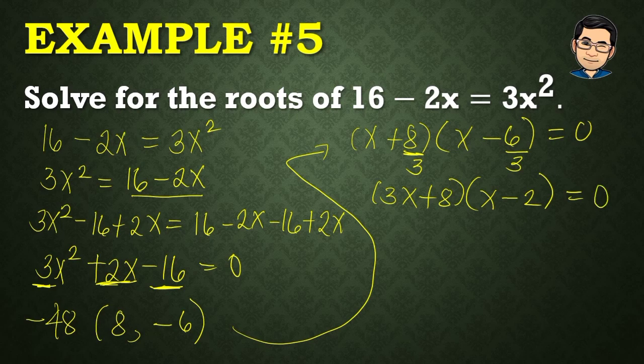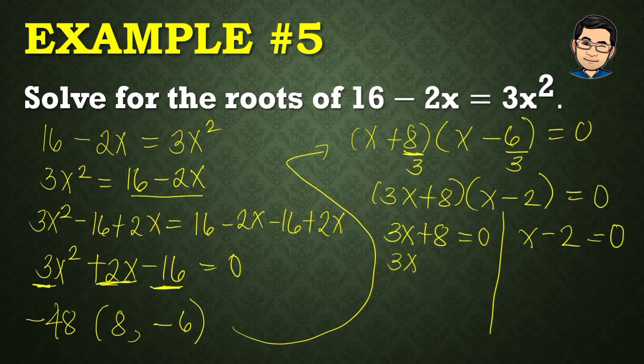And then, equate each term by 0. 3x plus 8 equals 0. Yung isa naman, x minus 2 equals 0. So, and then, magiging 3x. Itong 8 na to, kailangan sa left side, magiging negative 8. So, and then, divide the whole equation by 3. So, x equals negative 8 over 3. Ito naman, x equals 2.